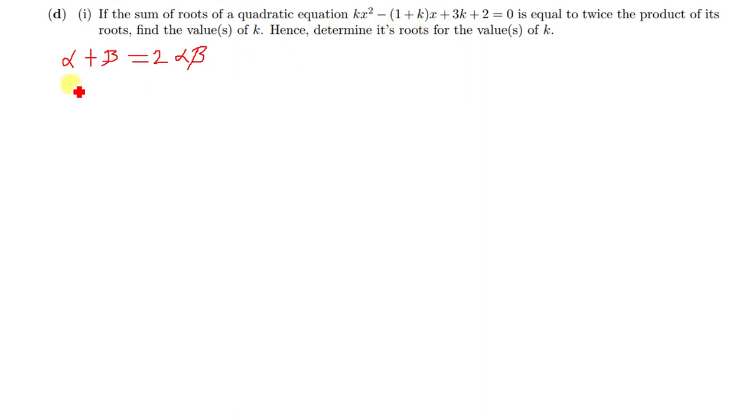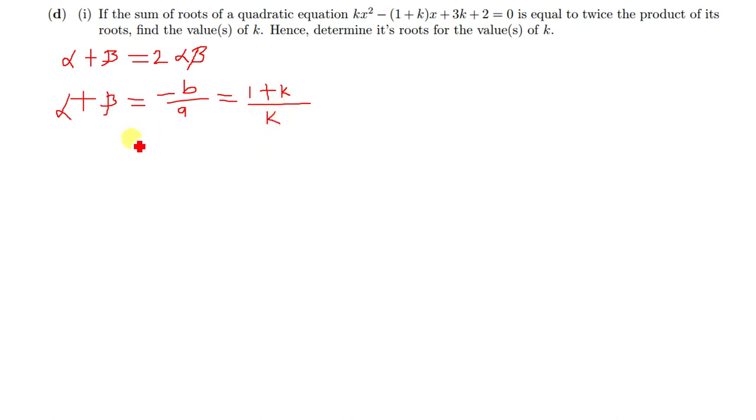So what you do here is simple. You have about 2 ways in which you can solve this question. First of all, you find what the sum is. The sum alpha plus beta is given by negative b over a. So my b is negative 1 plus k. So my negative b will just be 1 plus k, since 1 plus k is already negative there. When you multiply negative and negative, you get a positive. And then my a is simply just k.